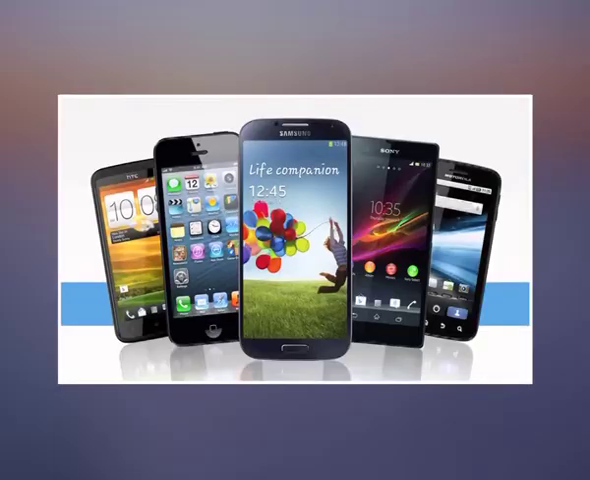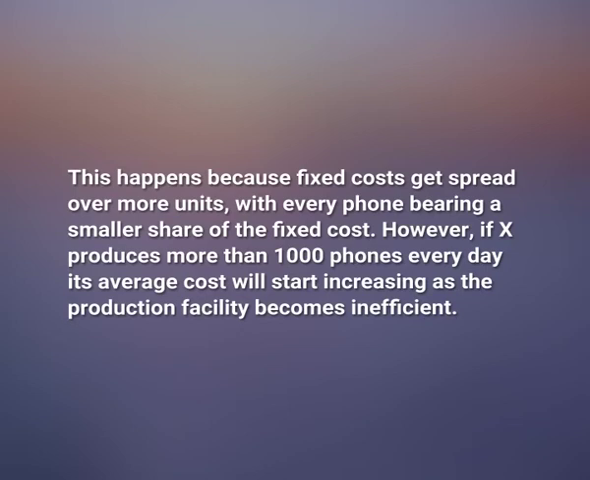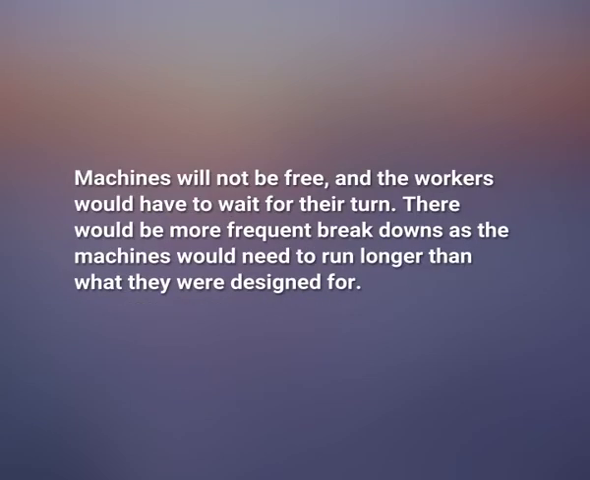Let us take the example of company X that builds a plant to produce 1,000 mobile phones in a day. The costs for every mobile phone will be high if the company produces only a few mobile phones in a day, but as production increases, the average costs per mobile phone will go down. This happens because fixed costs get spread over more units, with every phone bearing a smaller share of the fixed costs. However, if X produces more than 1,000 phones every day, its average costs will start increasing as the production facility becomes inefficient. Machines will not be free and the workers would have to wait for their turn. There would be more frequent breakdowns as the machines would need to run longer than what they were designed for.